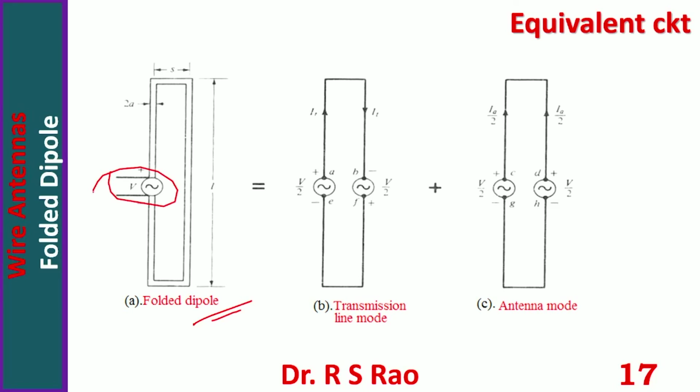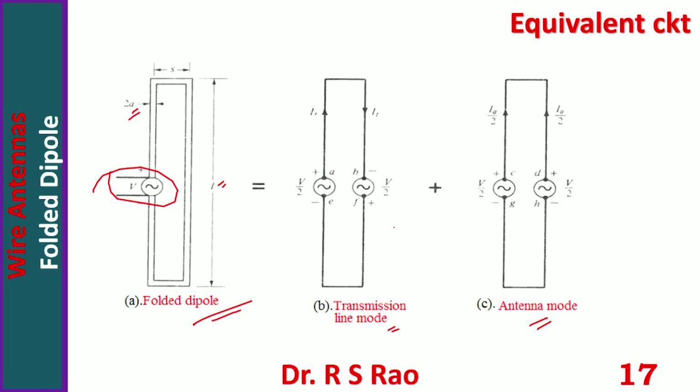Here is shown folded dipole. This is source. 2A is the diameter of the conductor with which the folded dipole is made. L is length, usually it is lambda by 2, nearly lambda by 2. Functionally, it is equal to two dipoles. One is transmission line mode dipole, another is antenna mode dipole.